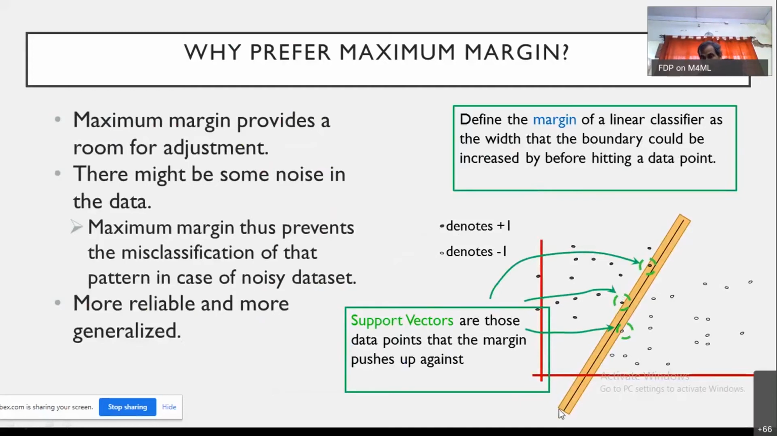So I can have a boundary set like this. I can have a margin like this. Maximum margin provides room for adjustment, flexibility, generalization. So room for adjustment, because these patterns can be moved from one place to another. The more reliable, the more generalizable.